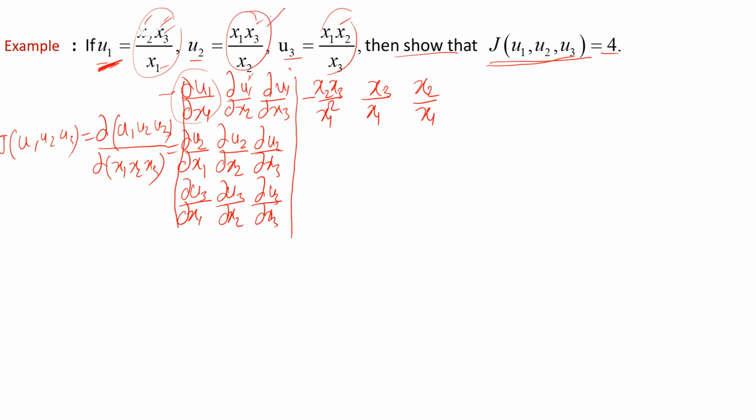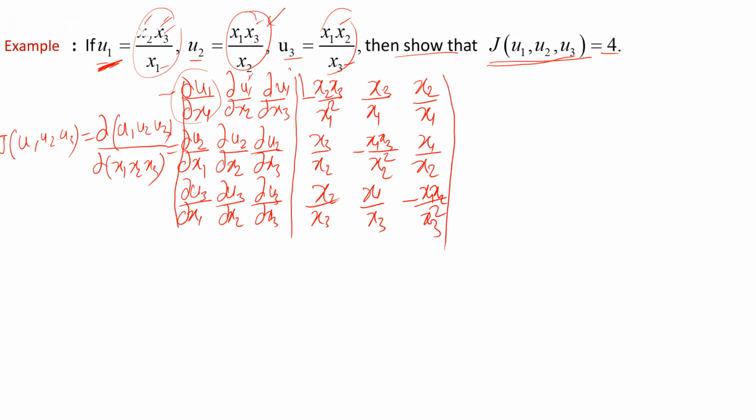And in a similar way, we take the partial derivatives of u2 with respect to x1, x2, x3. So we get x3 upon x2, minus x1 x3 upon x2 square, x1 upon x2, and for u3 we get x2 upon x3, x1 upon x3, and the partial derivative with respect to x3 gives minus x1 x2 upon x3 square. So we get the determinant.